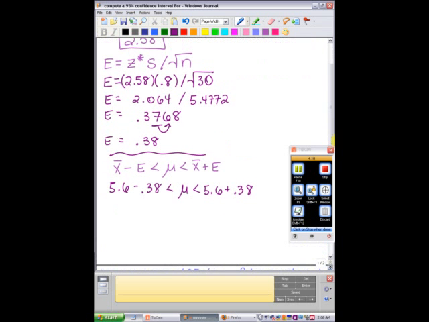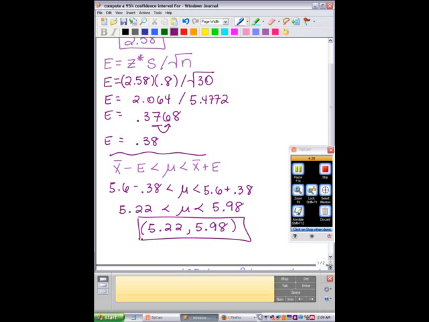Then we do our calculations. Here we would have 5.22, and on the right hand side we would have 5.98. And again, we could write it with parentheses instead if we want. Left hand side would be 5.22, right hand side would be 5.98. So there's our nice compact answer.